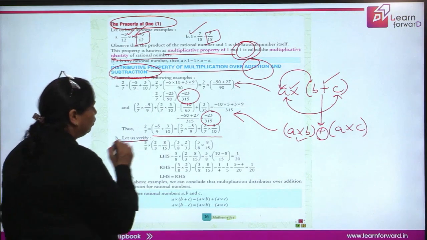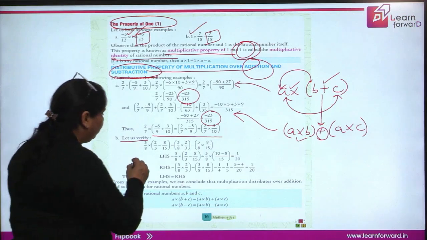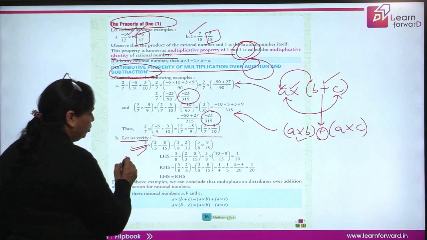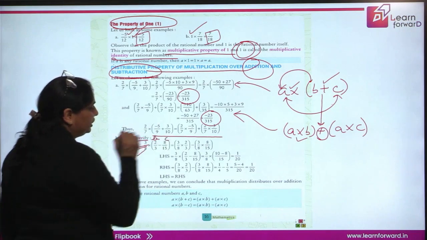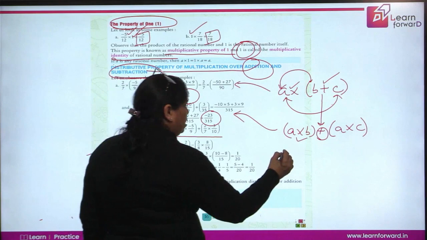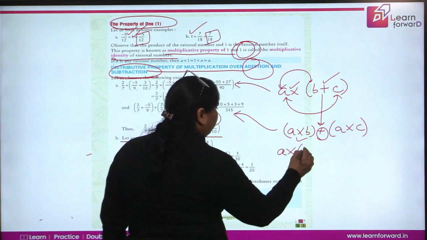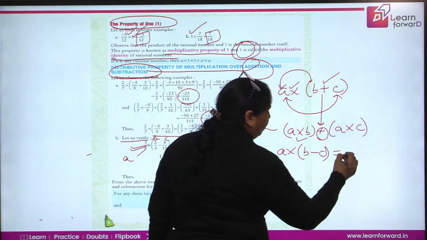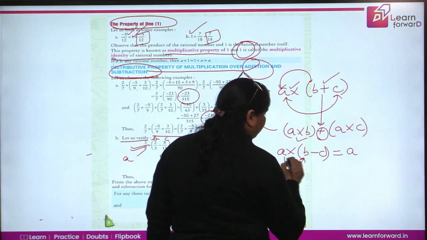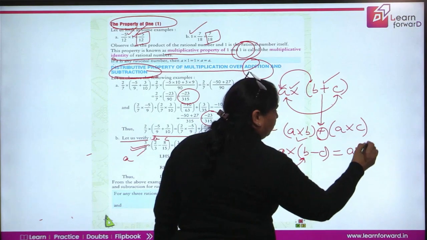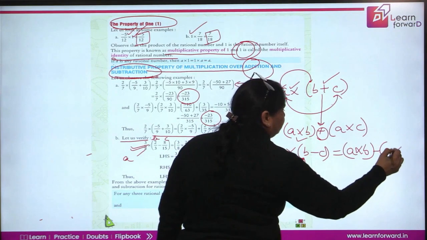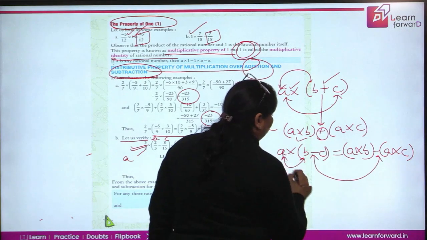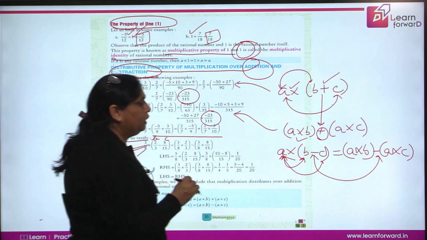Let us check this one also. Are we doing it for subtraction? Yes, we are doing it for subtraction. This is a rational number. This is my A, this is my B, this is my C. 3 upon 8, A into B minus C. As per the rule, let me verify, A into B is minus of A into C. This minus sign comes in between and this is A into C. Whether it is true or not, let me check.